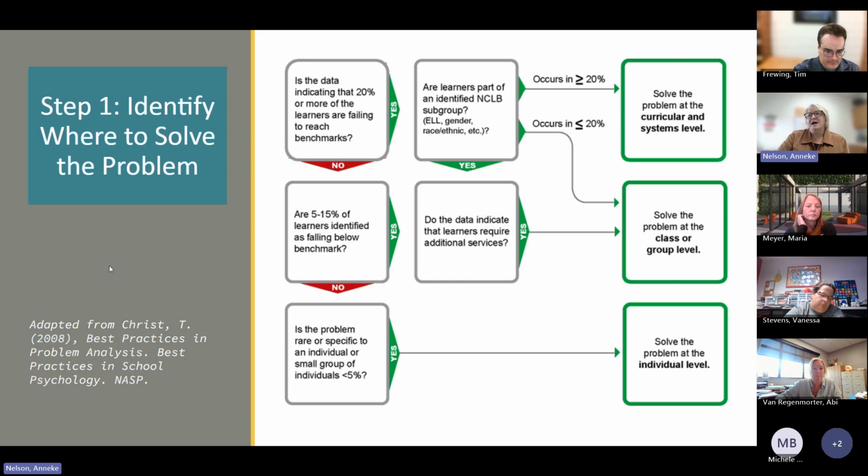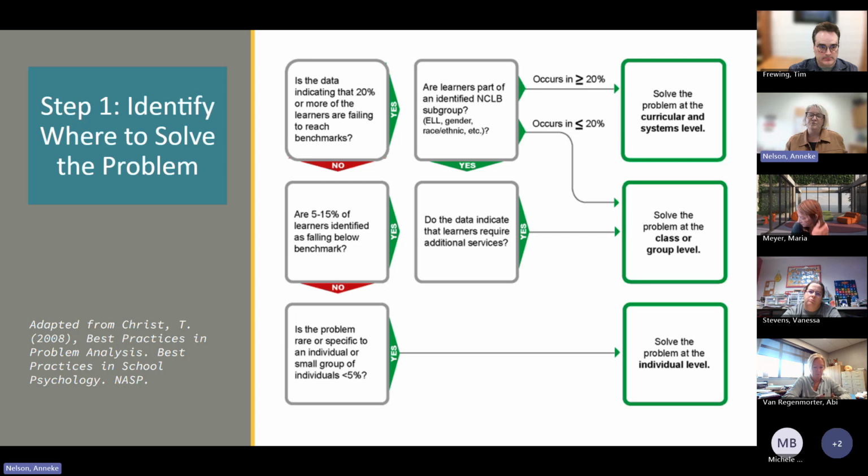So this is a great tool for teams to use to determine where we solve the problem. Sometimes what we see is that we know we have students who are not achieving, so the first thing that sometimes happens is that we try to solve things at the student level, but that doesn't really work very well if the issue is occurring for more than 20% of your students.